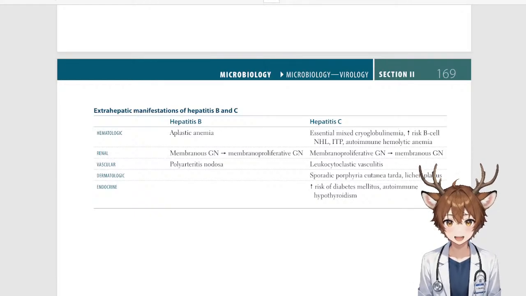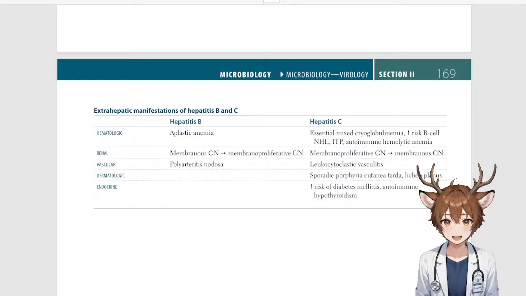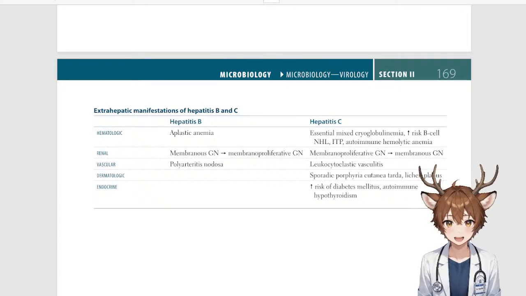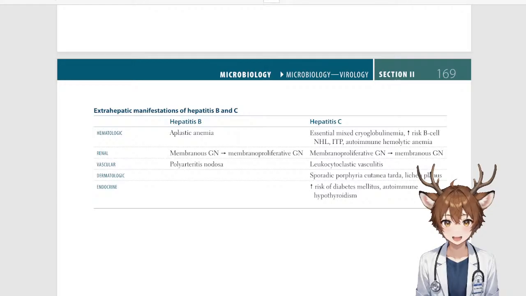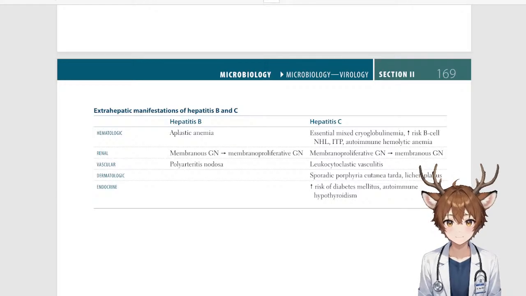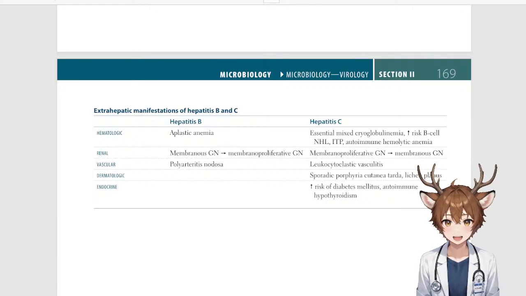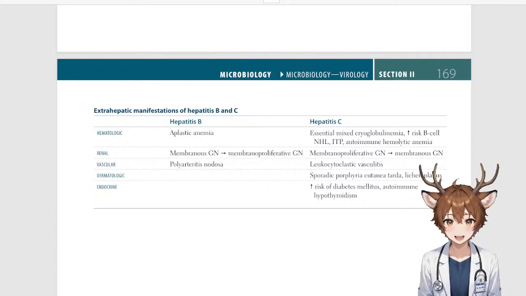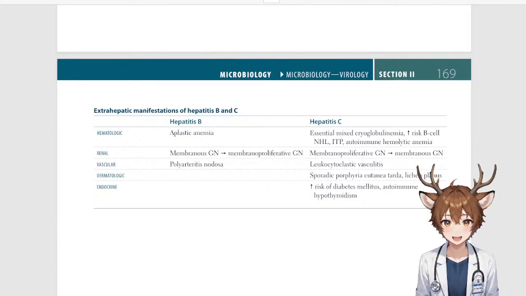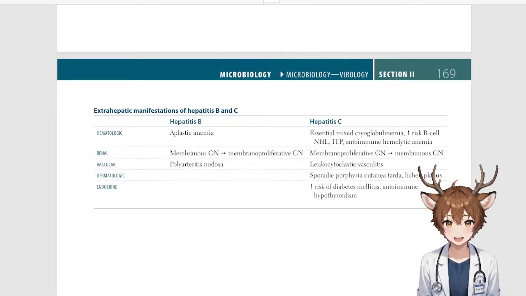Now, for the renal, Hep C can cause membranoproliferative glomerulonephritis more so than membranous glomerulonephritis. Vascular, it can cause leukocytoclastic vasculitis. Dermatologic, Hep C can cause sporadic porphyria cutanea tarda and lichen planus. And the endocrine, Hep C can cause elevated risk for diabetes mellitus and autoimmune hypothyroidism.